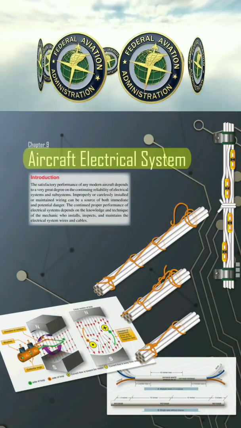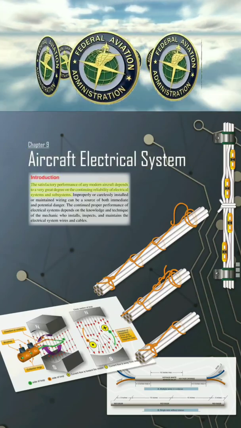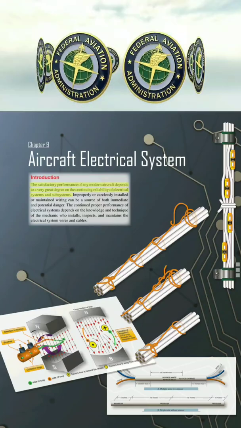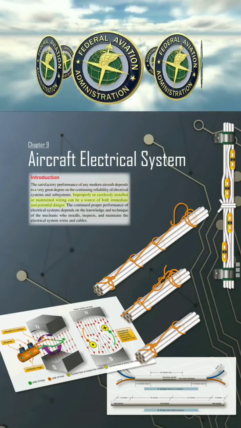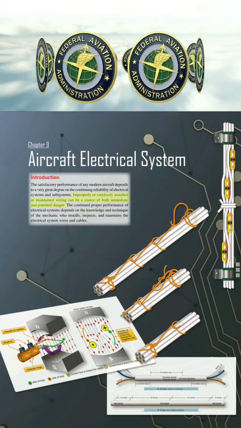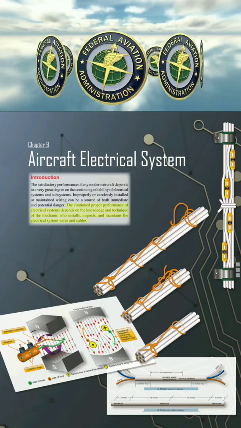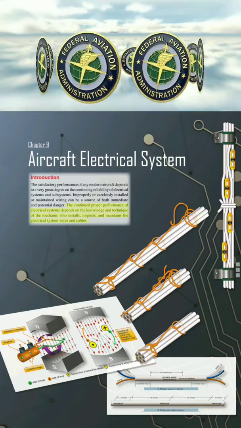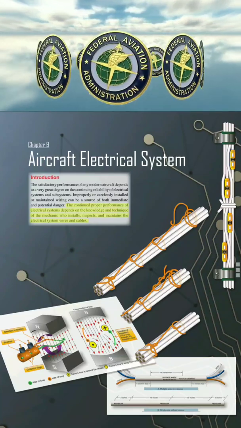Chapter 9. Aircraft Electrical System. Introduction. The satisfactory performance of any modern aircraft depends to a very great degree on the continuing reliability of electrical systems and subsystems. Improperly or carelessly installed or maintained wiring can be a source of both immediate and potential danger. The continued proper performance of electrical systems depends on the knowledge and technique of the mechanic who installs, inspects, and maintains the electrical system wires and cables.